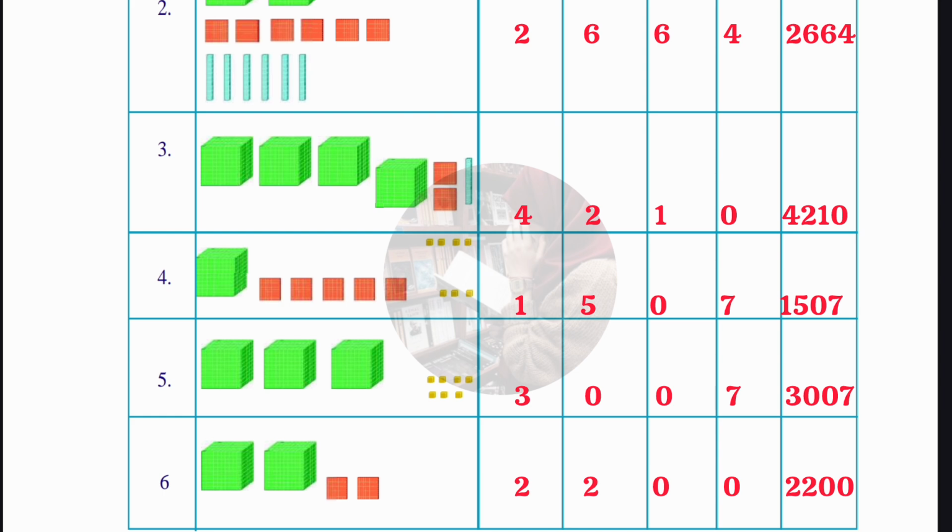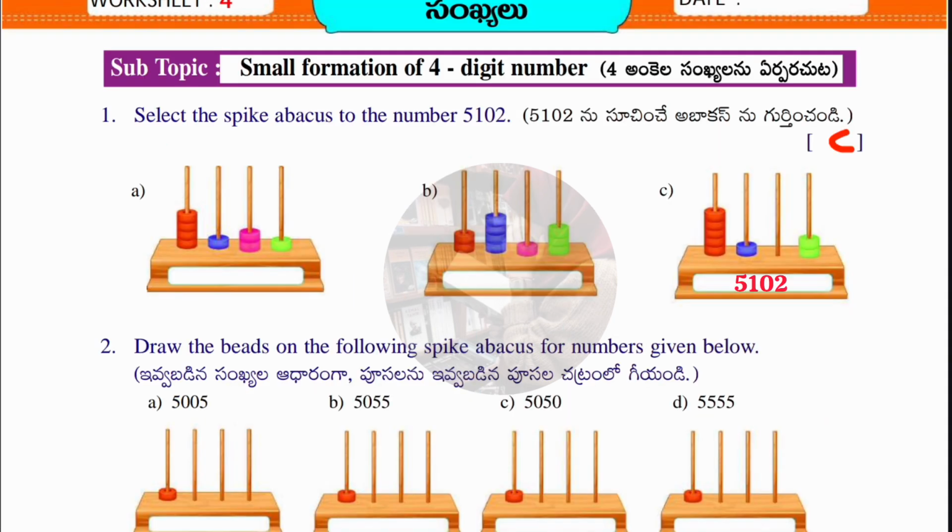No sticks, so write down 0. Then 7 dots, write down 7. So the number is 1507. Next, the fifth one: 3 blocks, no squares, so write down 0. No sticks, so write down 0. Then 7 dots. The total number is 3007. Next, 2 blocks and 2 squares, so write down 2200.